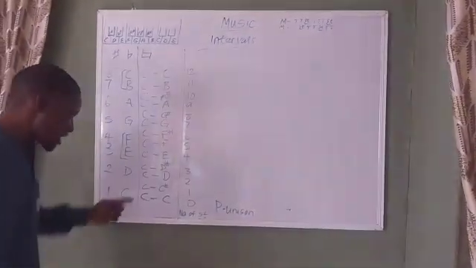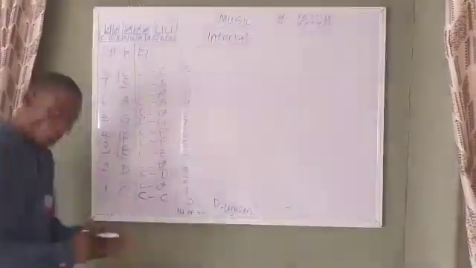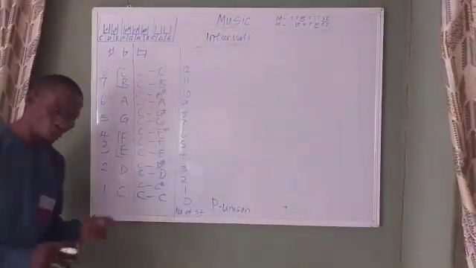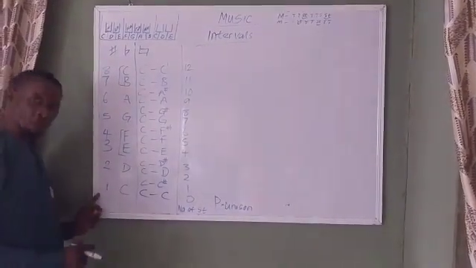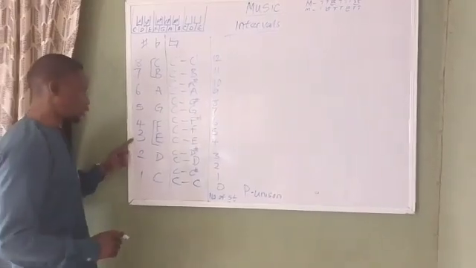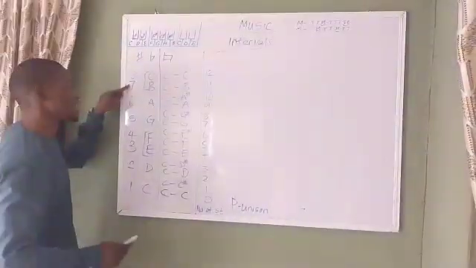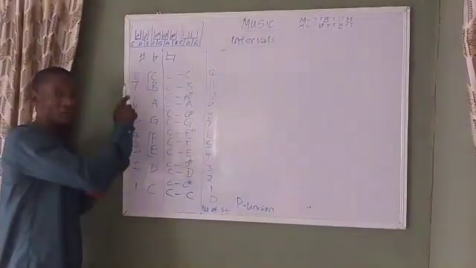So good. If I now move from C to C sharp, I can call it augmented unison, or I'll call it augmented first because C is one, first. Okay, this is my first degree. This is my second degree, my third degree, my fourth degree, my fifth degree, my sixth degree, my seventh degree, and my eighth degree, which is the octave.